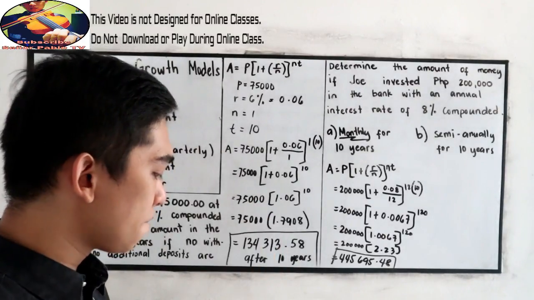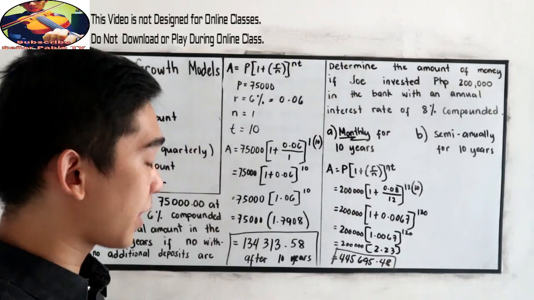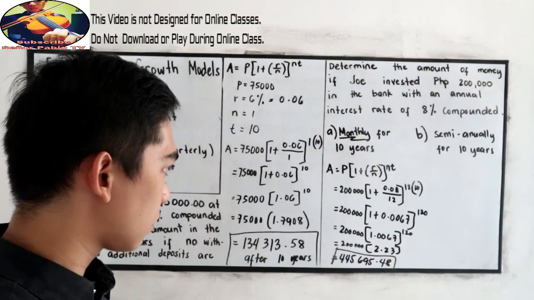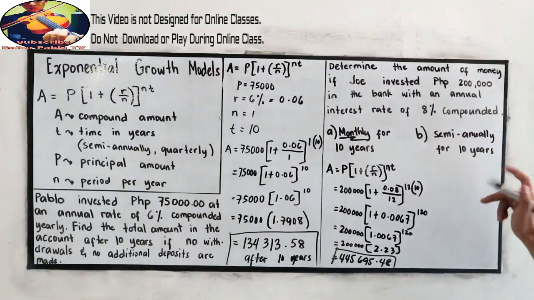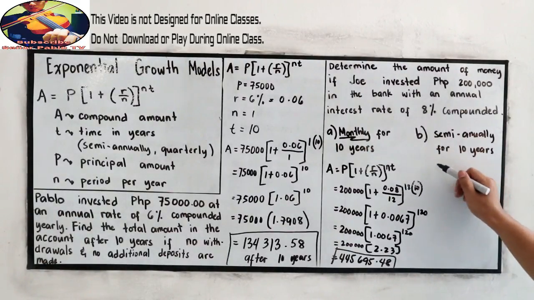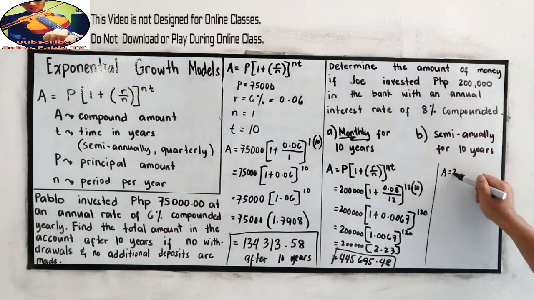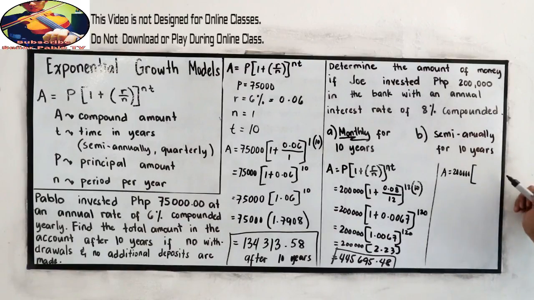For letter B, semi-annually for 10 years. So we have semi-annually. So A is equal to 200,000 times, I think we don't have enough space.